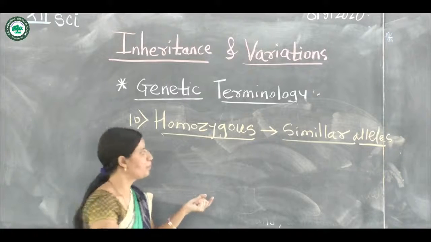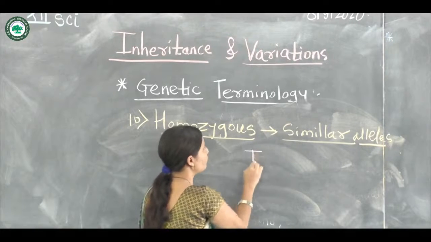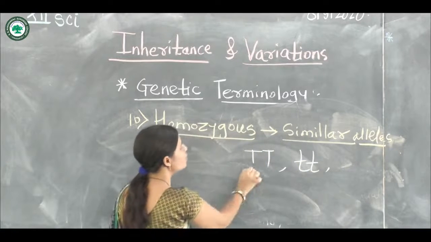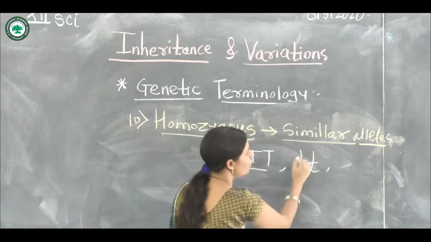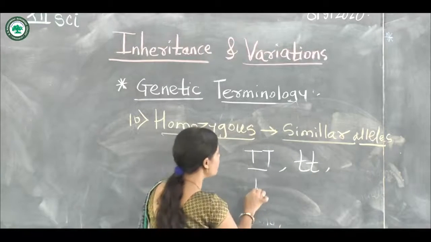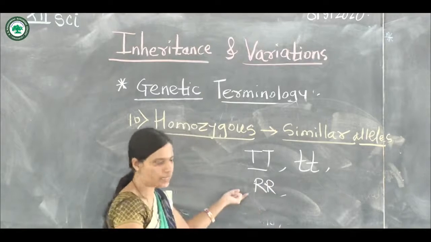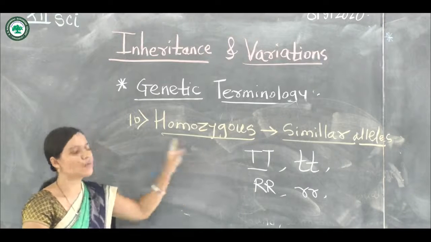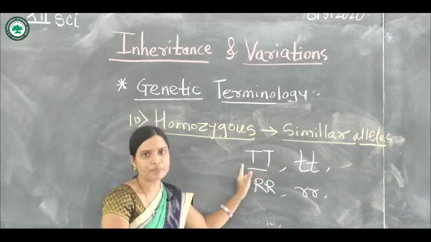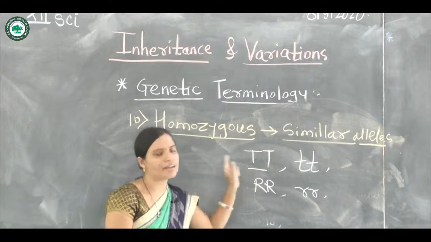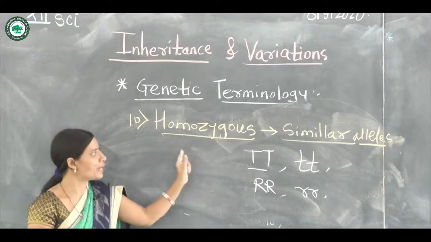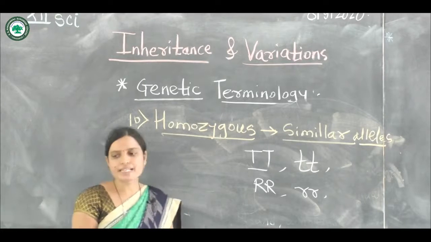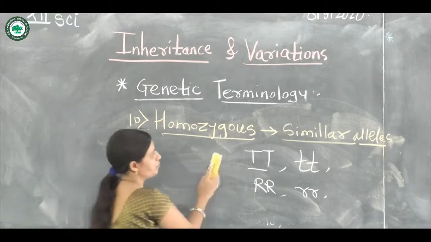For example, capital T, capital T, means this tall is dominant, or small t, small t, dwarf is recessive. Or another example, round, capital R, capital R, or small r, small r. Plants with this condition are homozygous. Homo means similar. Similar alleles are present in their genotypes, and this is known as homozygous condition.